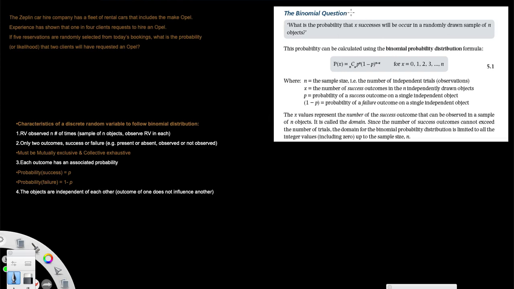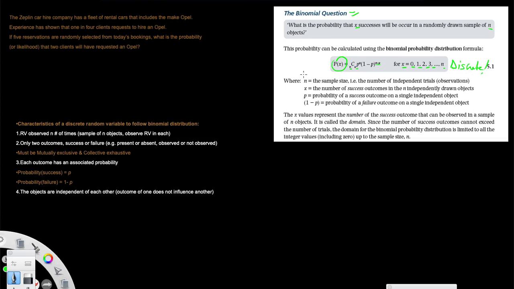Okay, so now let's look at how you answer a binomial question. Usually they will ask you something like, what is the probability that X successes will occur in a randomly drawn sample of objects? The way we work that out is: the probability of X is equal to the combination of n over x, times p to the power of x, times (1 minus p) to the power of n minus x, for x, which is the number of times: 0, 1, 2, 3, up to n. Remember, they have to be discrete.